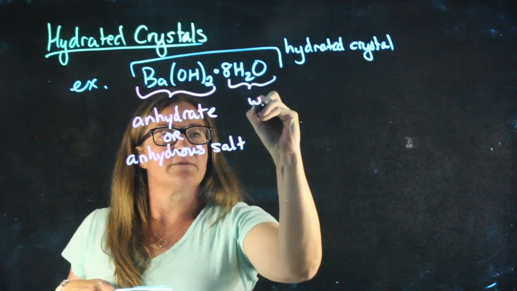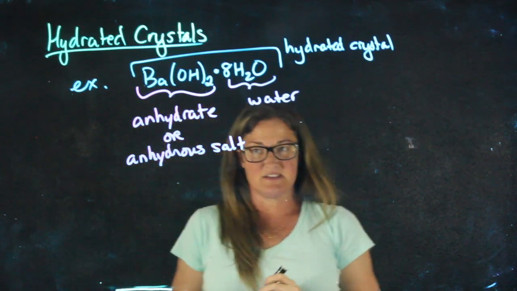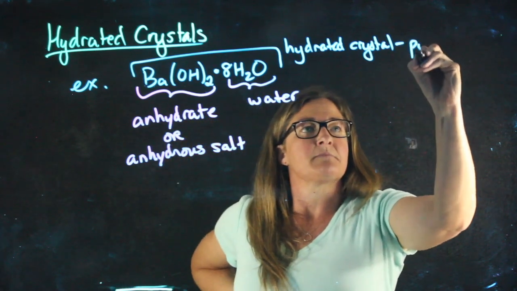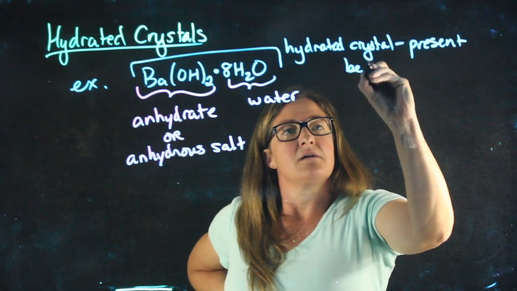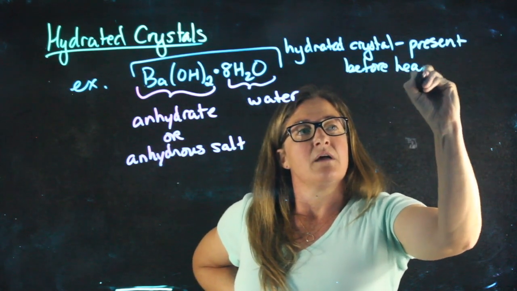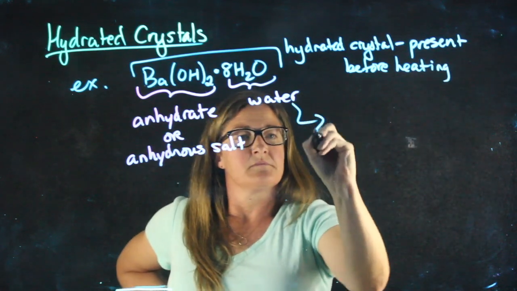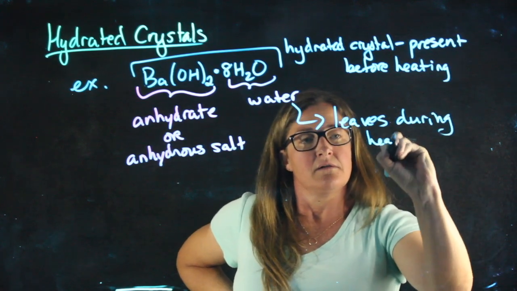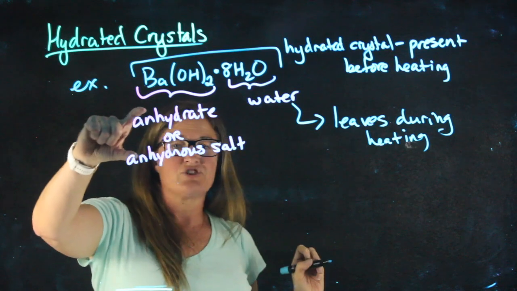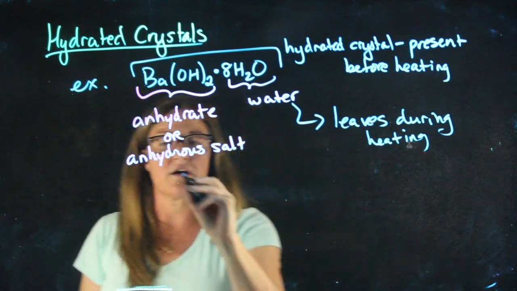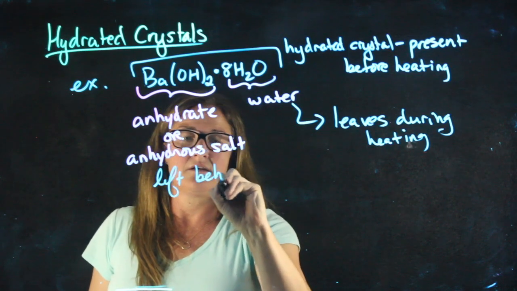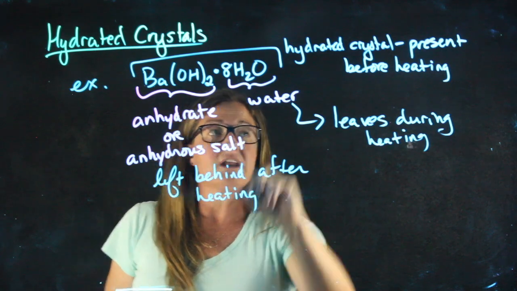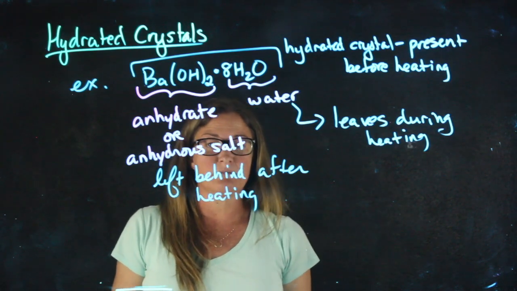You obviously know that this is water. If I were to heat this substance, at the beginning, before heating, everything is present. As I heat it, the water's going to leave. And then the anhydrate, or the anhydrous salt, which literally means without water, is left behind after heating. We're going to use this concept to attack our first practice problem.